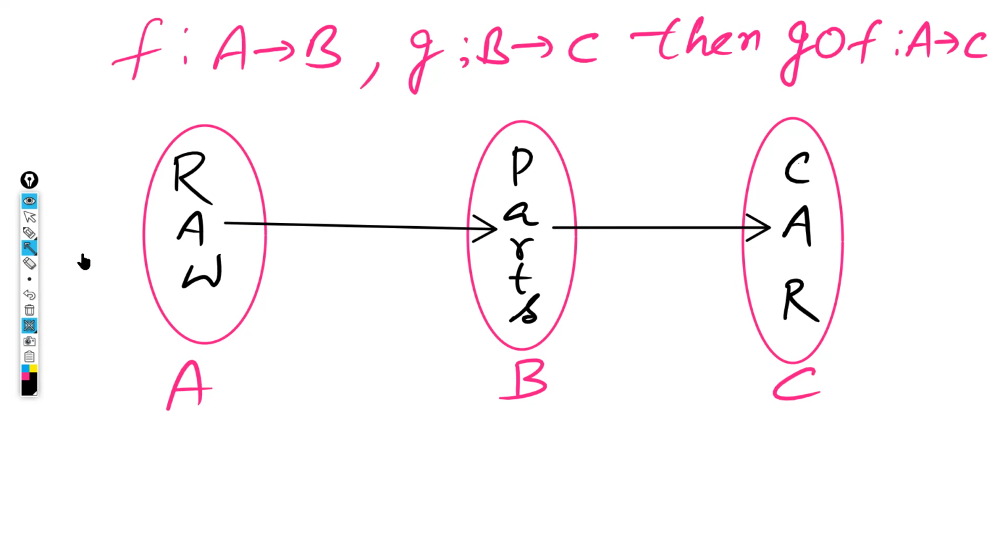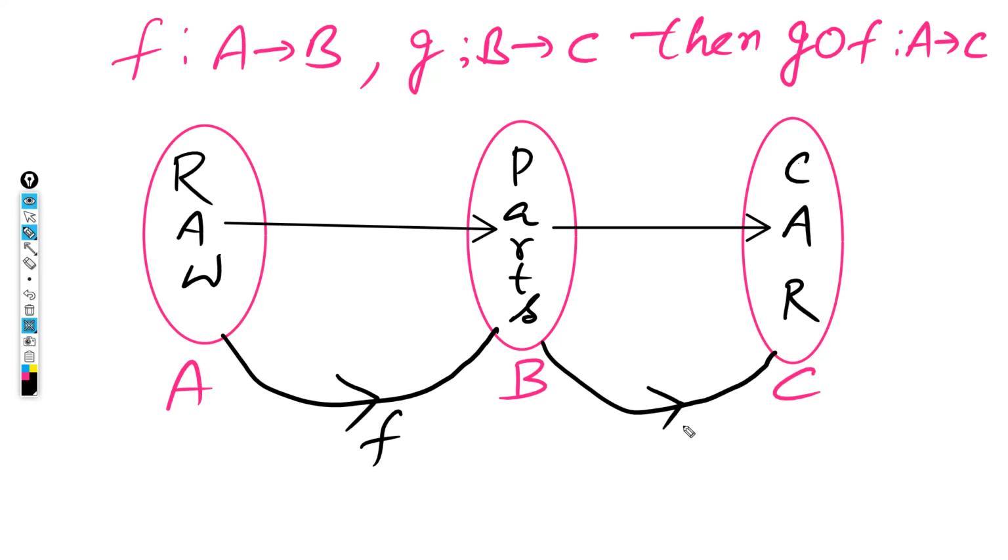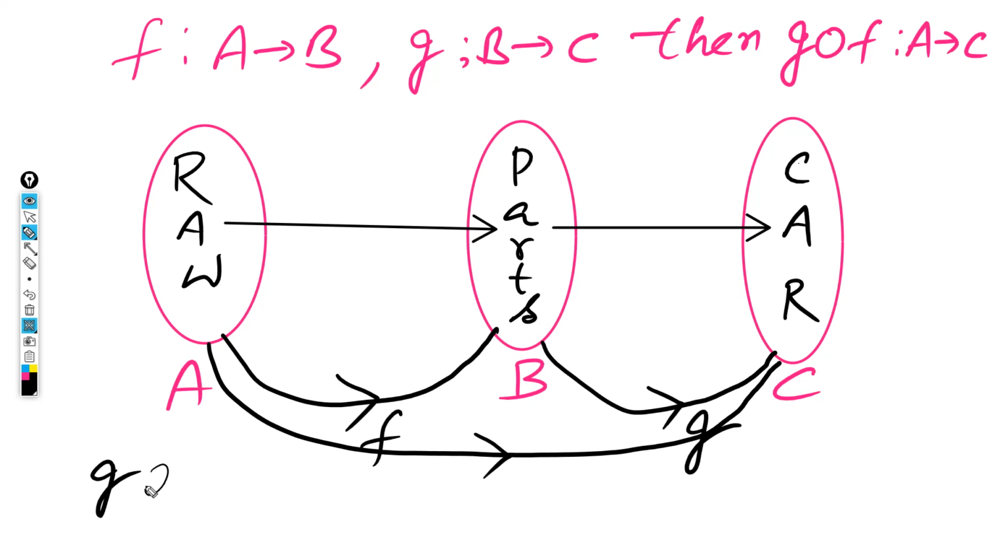So, if this is a function from A to B, and if this is the function from B to C, then finally we can say this is A to C. This is what the composition is. Therefore, we finally say that G circle F maps from A to C. That's what it is. So here you can see how to write the composition.